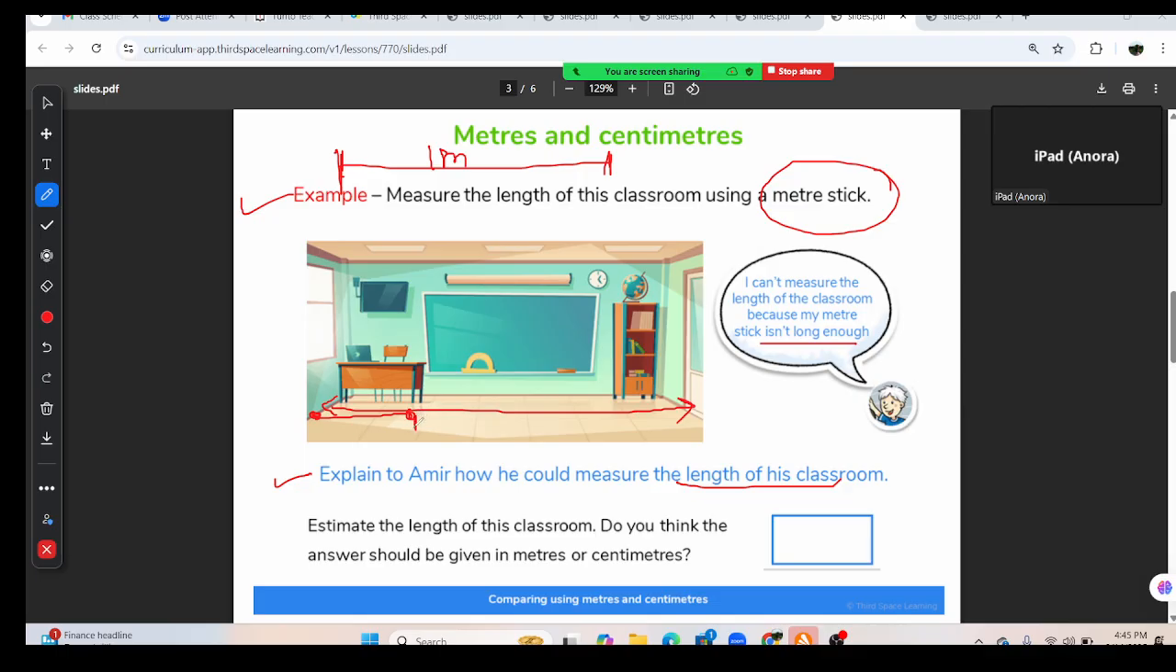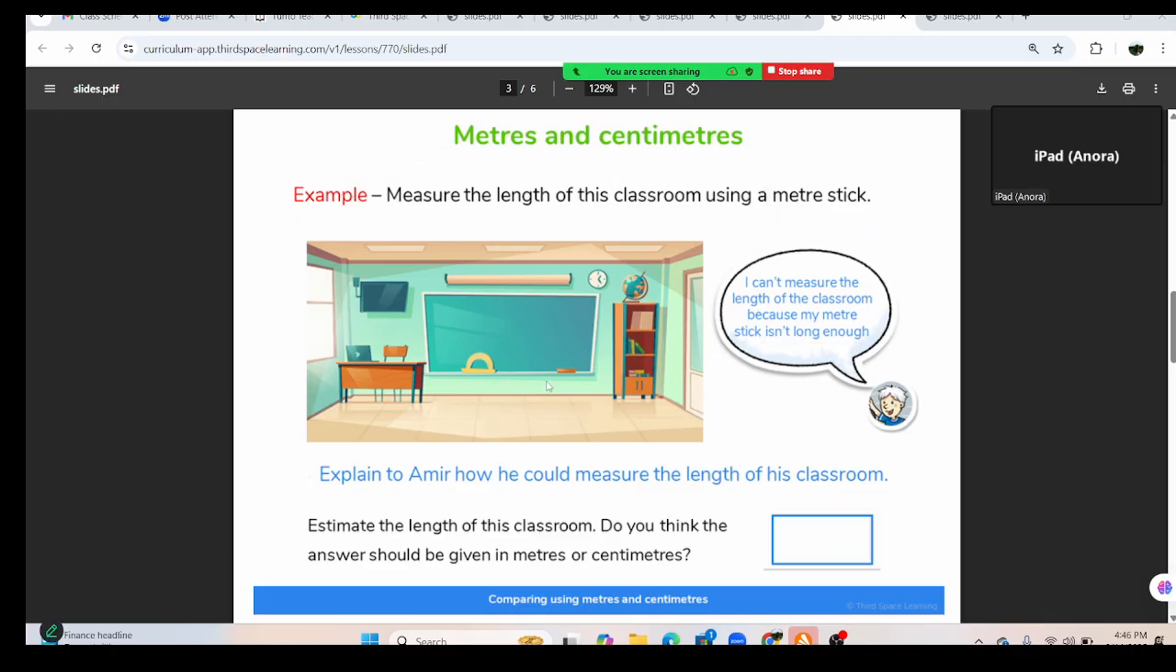If he first puts the meter stick like this, he would make a mark over there. Again, he would use the same stick, right? Let's suppose this is three times he is using his meter stick. So that means it would be 3 meters long, right?